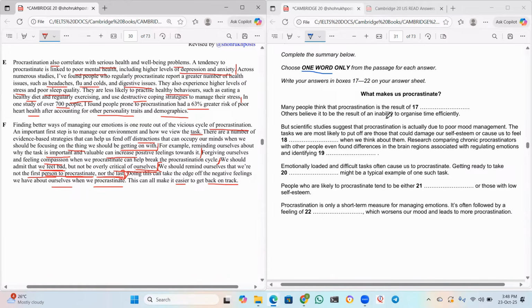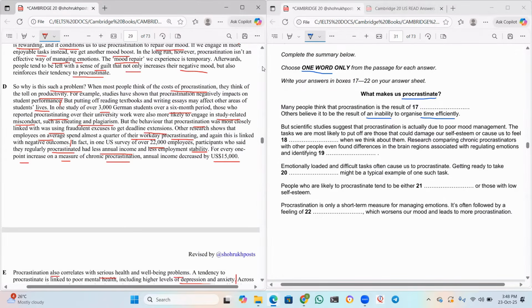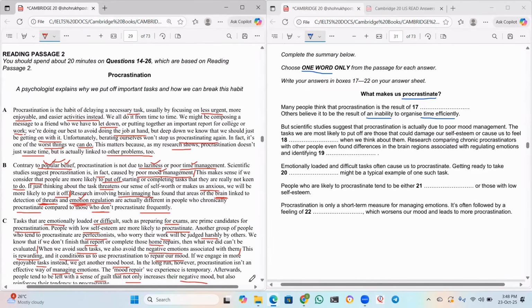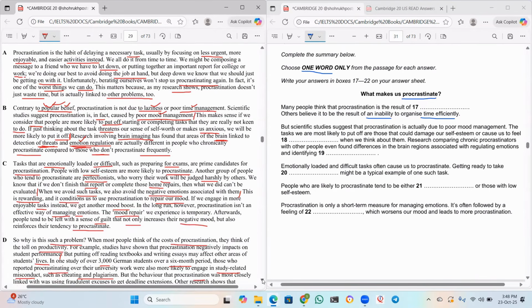Okay. Now, what makes us procrastinate? Many people think that procrastination is a result of dash. Others believe it to be result of inability to organize time efficiently. Means poor time management, right? So where did we read about that? Poor time management, poor mood management. In the above paragraph somewhere.